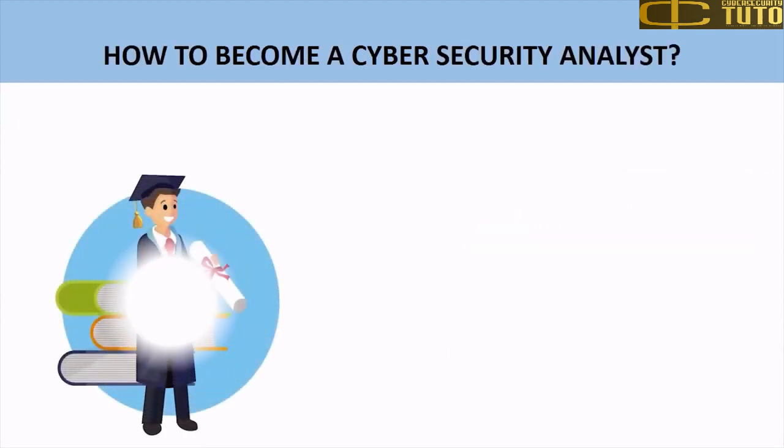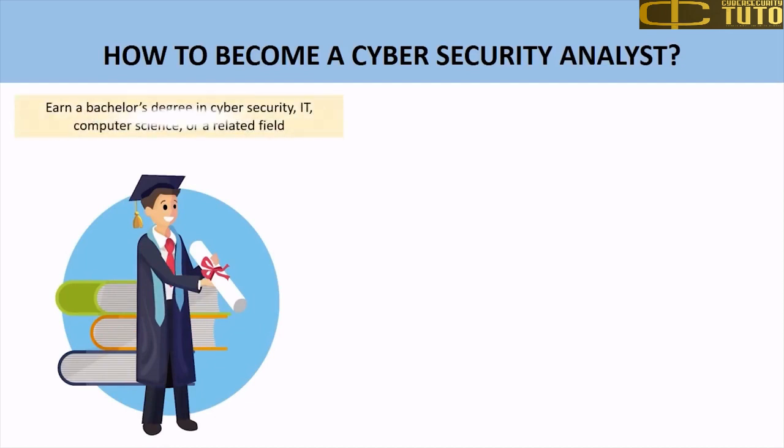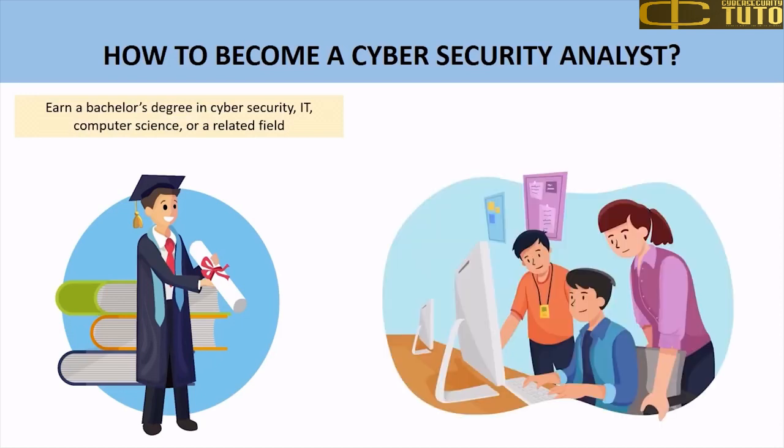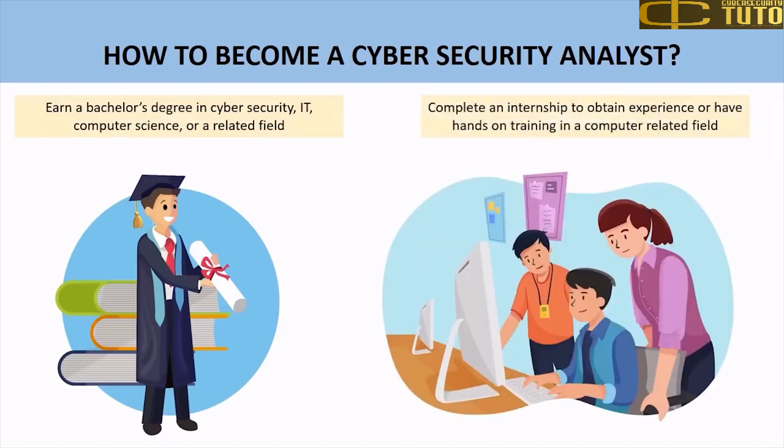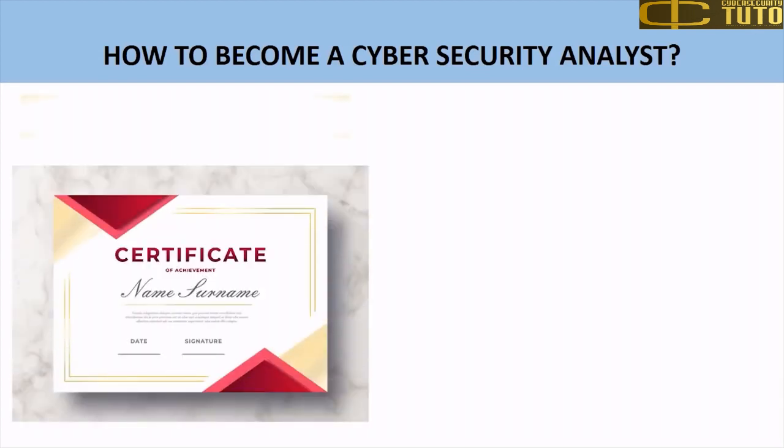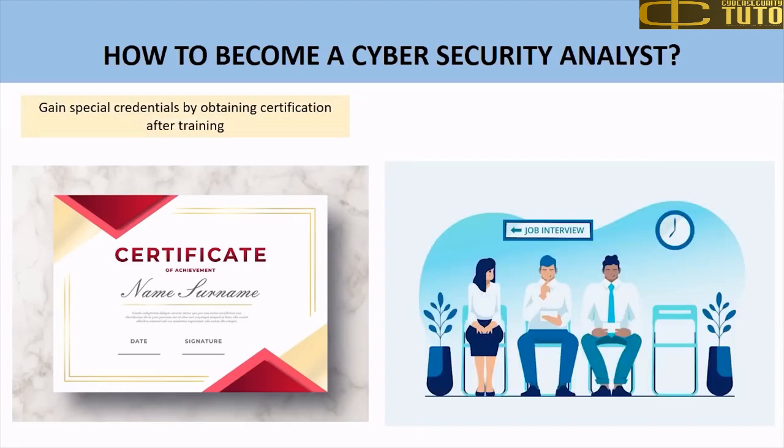How to become a cybersecurity analyst? The first step is to earn a bachelor's degree in cybersecurity, IT, computer science, or a related field. The second step is to complete an internship to obtain experience or have hands-on training in a computer-related field. The third step is to gain special credentials by obtaining certification after training. The fourth step is to pursue entry-level positions in general IT or security in any organization.